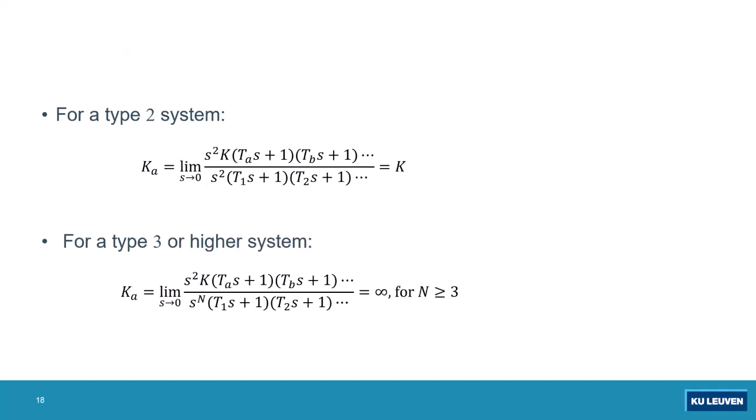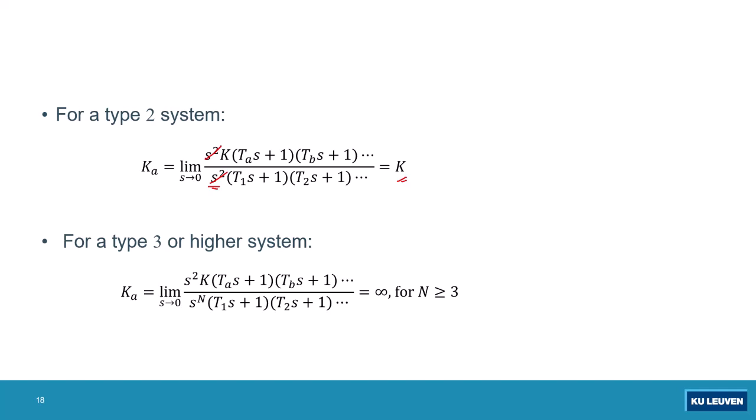Now let's consider type 2 system. For type 2 system, we have two identical poles at the origin. This s squared will be cancelled by this s squared, and then at the end, the static acceleration error constant will be equal to the DC gain of the open loop transfer function. So in type 2 system, the static acceleration error constant will be finite.